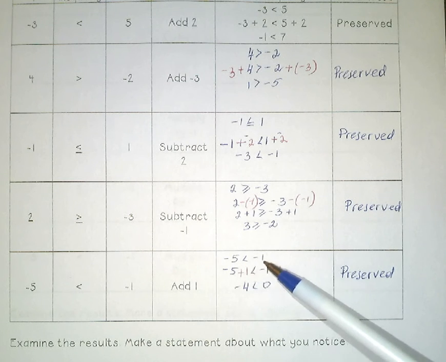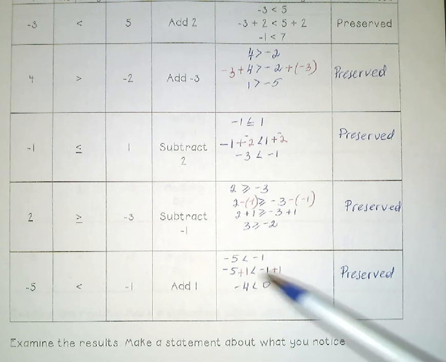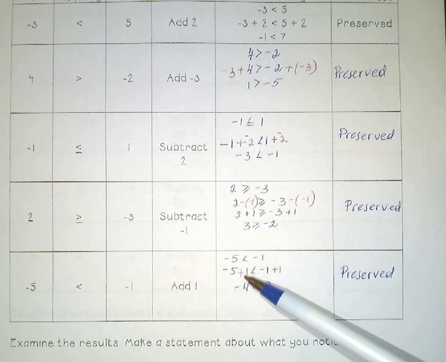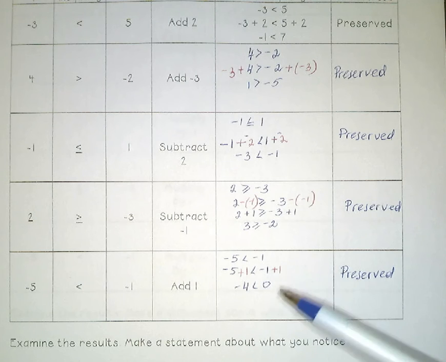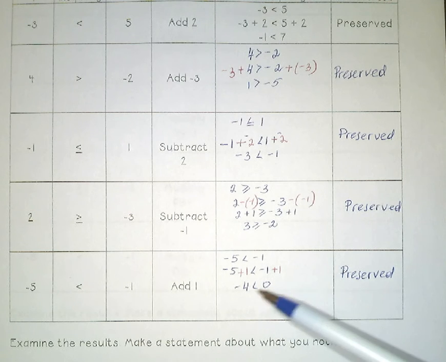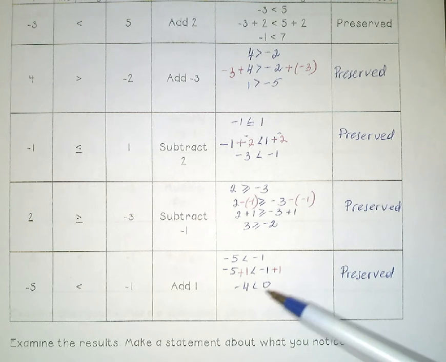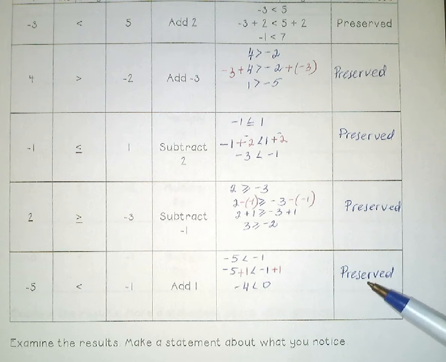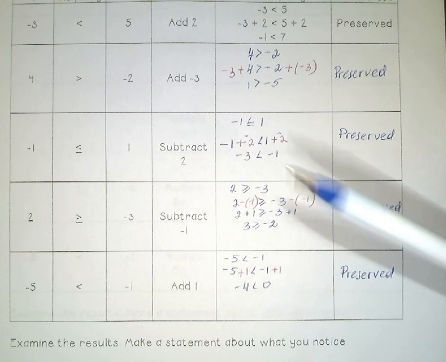-5 is less than -1. I need to add 1 to both sides. -5 plus 1 is -4. -1 plus 1 is 0. -4 is still less than 0. The sign is preserved.